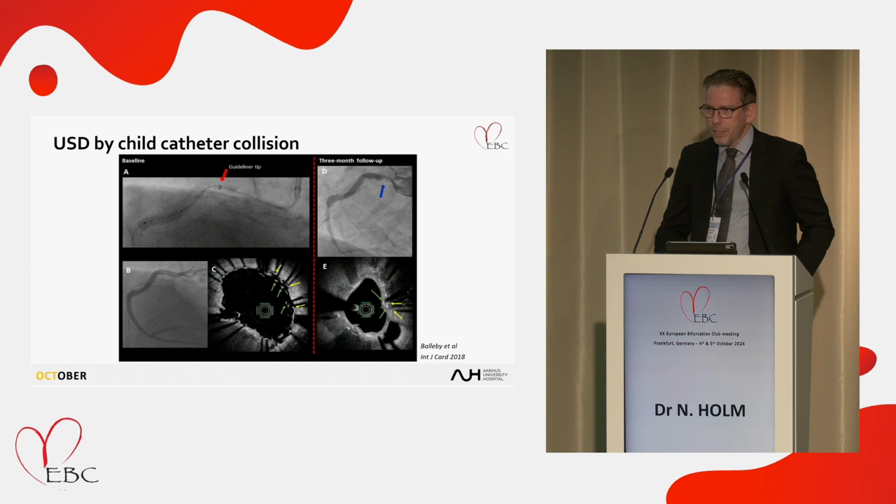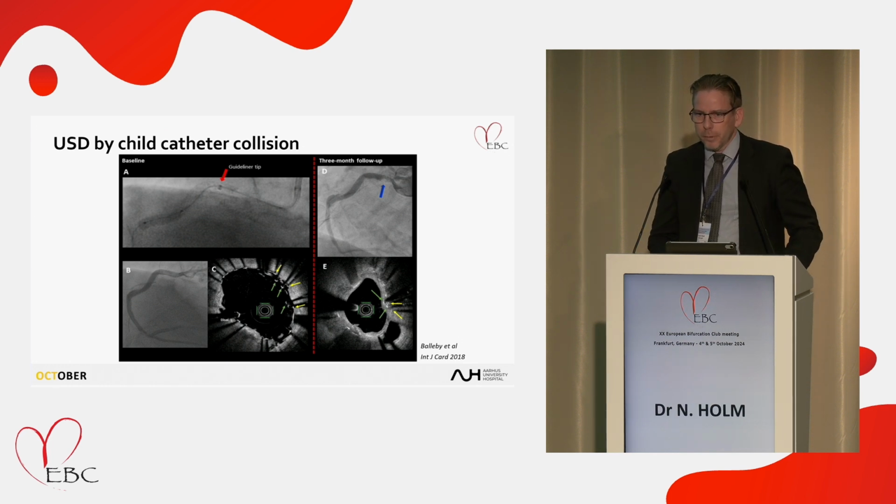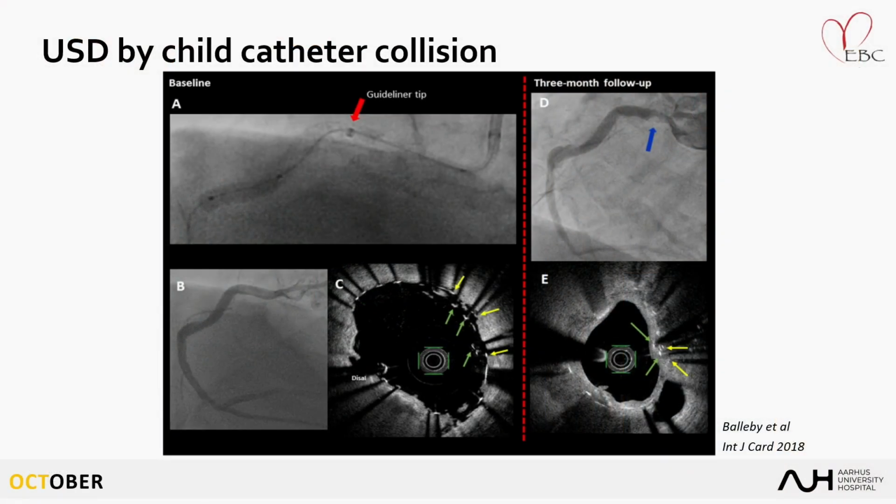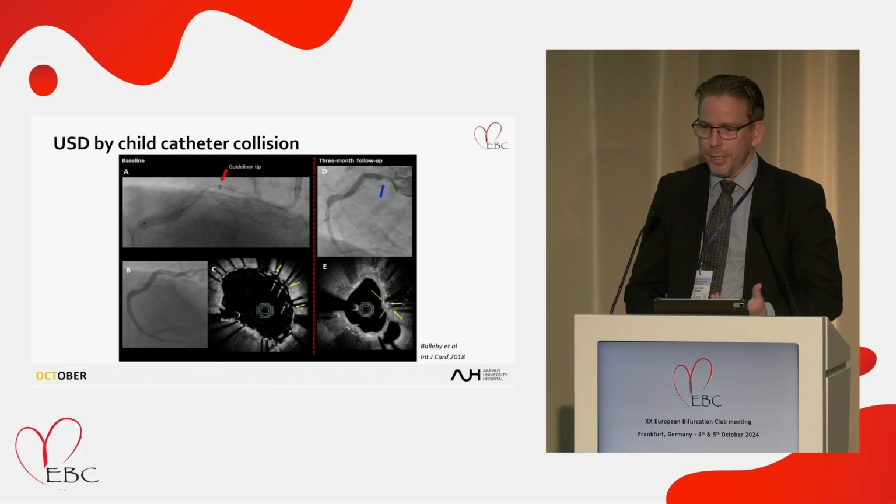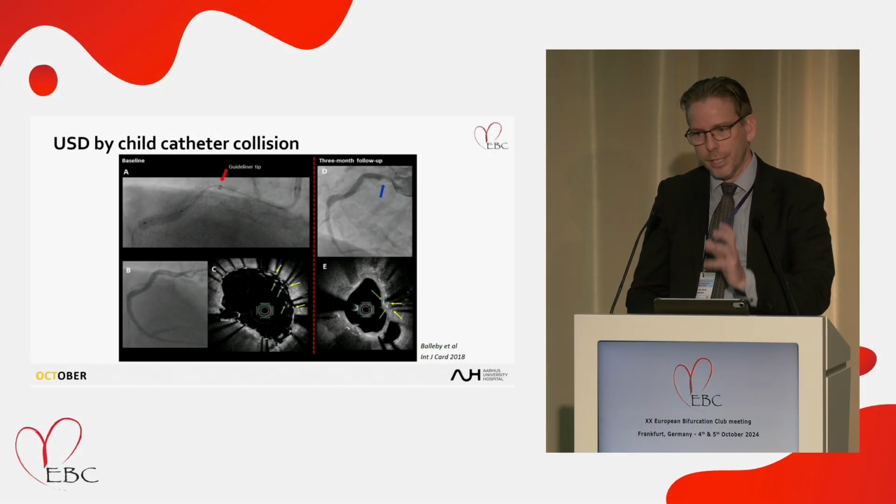We have also seen collisions with child catheters. This is a case we published a few years ago where a child catheter caught onto the stent in the middle of the stent, and we realized that it looked okay and didn't do any further, but 3 months later the patient was back in the cath lab and the stent was collapsed. So this small damage to the stent completely destroyed the radial properties of the stent in that area.